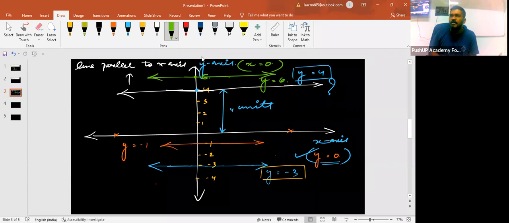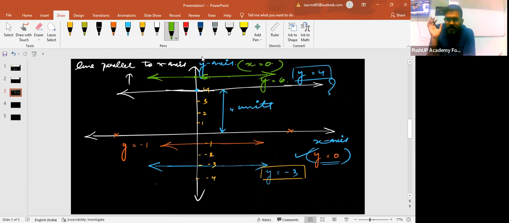Is that clear? So, children, if you learn it theoretically, it's difficult to memorize. So you just visualize it. The line is parallel to the x-axis. So you should start the equation with y is equal to, and then you have to just see through which point it is passing the y-axis. Whatever is the point, that will be the right-hand side.